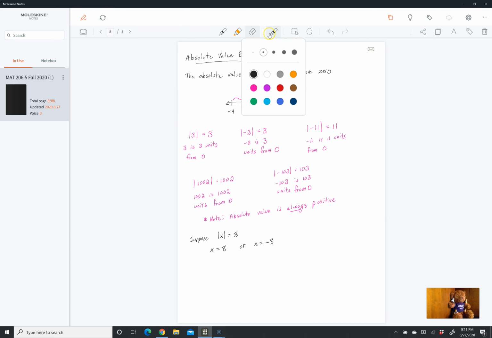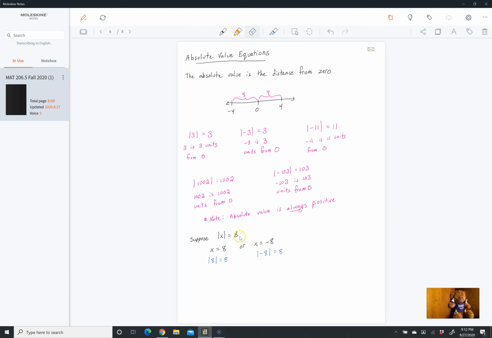Right? This is because the absolute value of 8 is equal to 8, and the absolute value of negative 8 is equal to 8. So x could be one of two things. It could be 8 or it could be negative 8. It could be positive or negative. And in both of those cases, the absolute value will give you positive 8, right? Absolute value of 3 is 3. Absolute value of negative 3 is also 3. Absolute value of x is 8, so x could be positive 8 or negative 8.